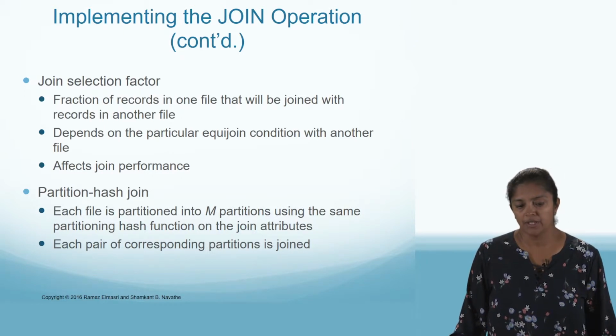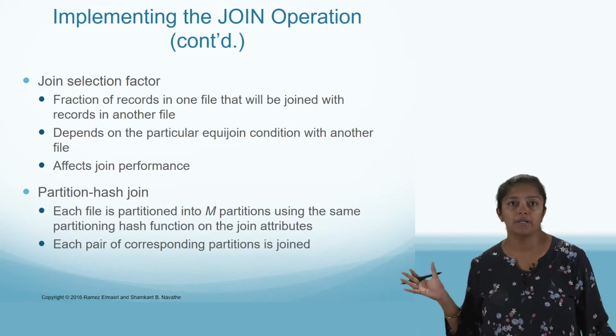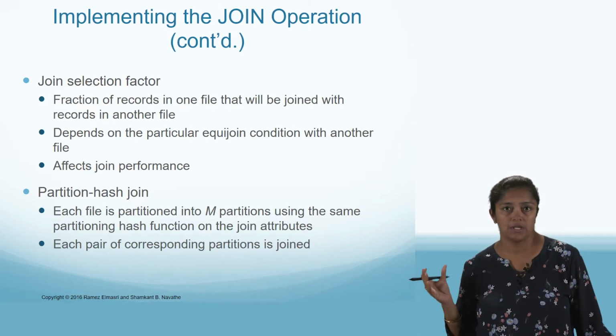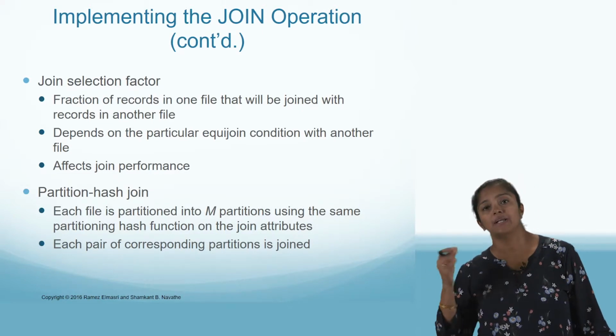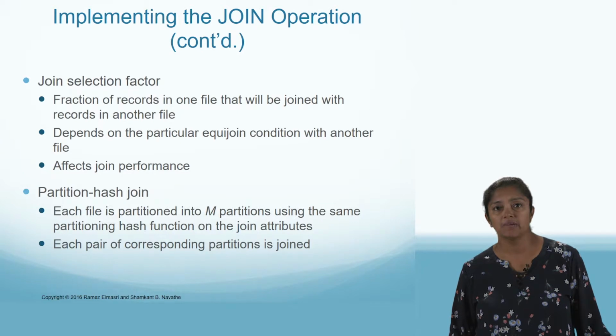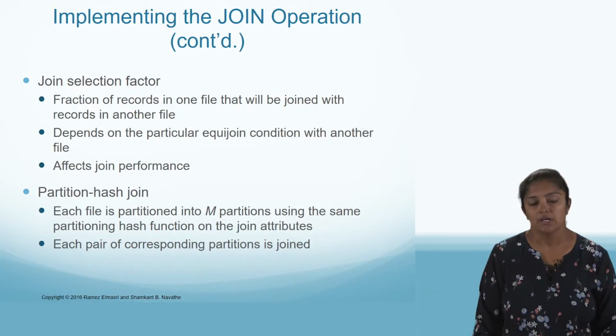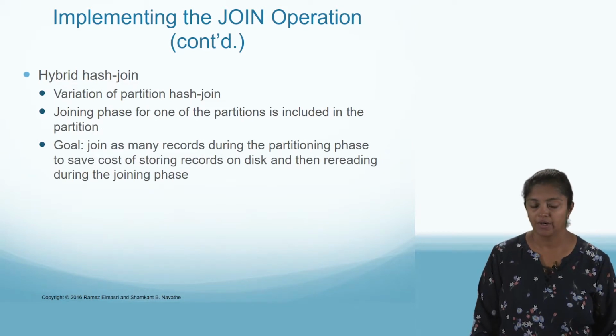There's also the partition hash join, where each file is partitioned into m partitions, and they use the same hash function, and then that hash function can be used on the join attributes as well. When these partitions are done, each pair of corresponding partitions are then joined. So that's how the partition hash works.